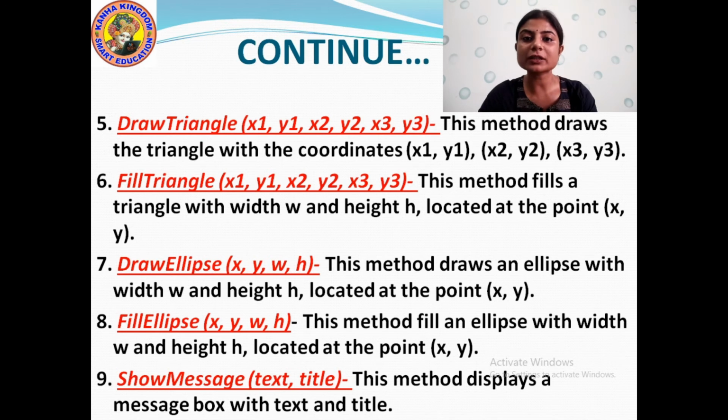X will be the point from where you will start to draw the ellipse and Y will be the point where it ends, and H will be the height of the ellipse and W the width, meaning how much broader or how much thinner you have drawn the ellipse. Okay. Then the next one is ShowMessage, text or title.